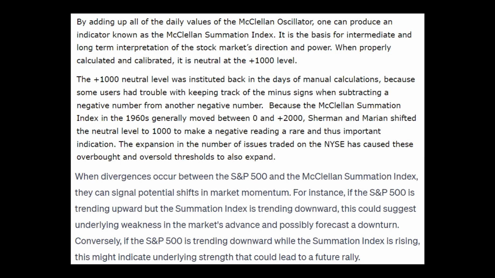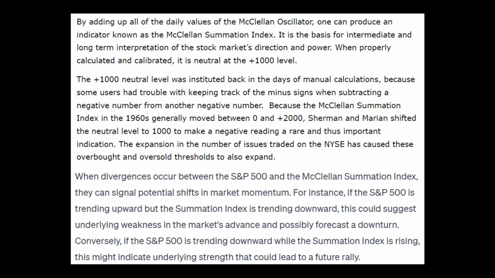The expansion in the number of issues traded on the New York Stock Exchange has caused these overbought and oversold thresholds to also expand. Now, when divergences occur between the S&P 500 and the McClellan Summation Index, they can signal potential shifts in market momentum. For instance, if the S&P 500 is trending upward, but the Summation Index is trending downward, this could suggest underlying weakness in the market's advance and possibly forecast a downturn.